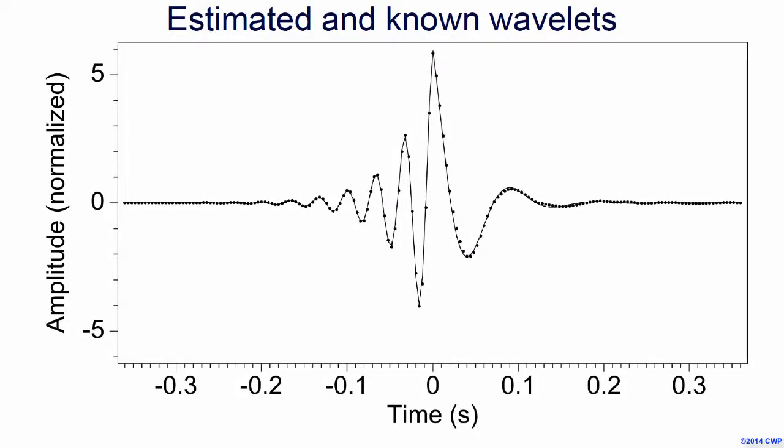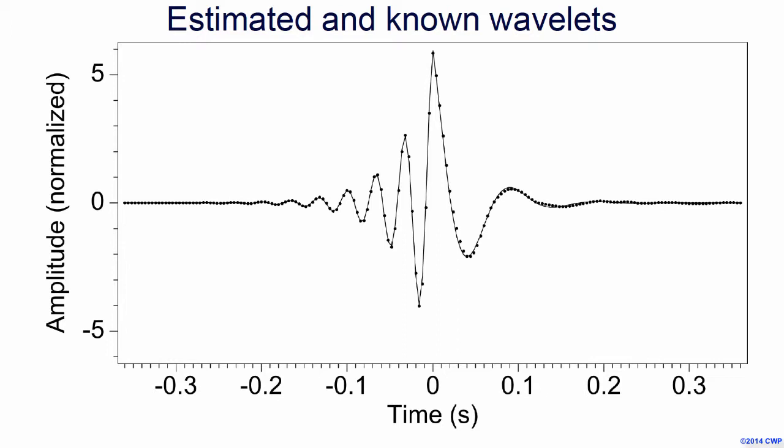The known wavelet is represented by the solid line, and the estimated wavelet is represented by the dots. Now, I said before that we cannot estimate the true amplitudes of these wavelets. That's why the amplitudes in this case have been normalized. But as you can see, the shapes of these wavelets are the same.